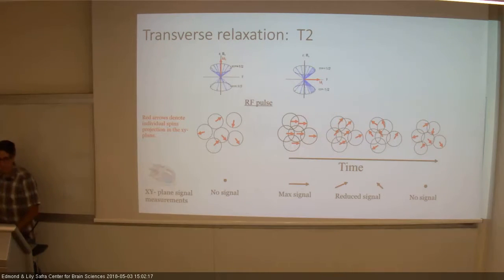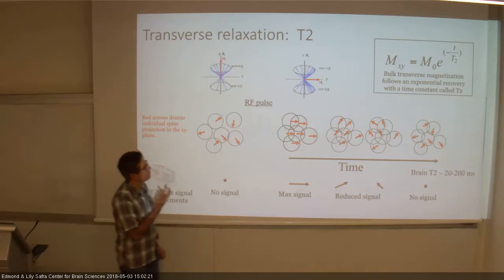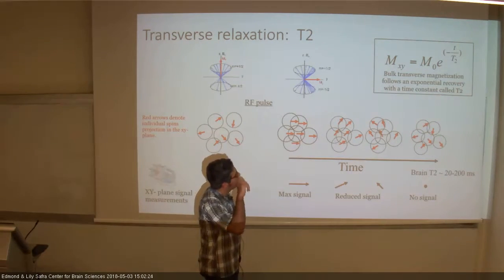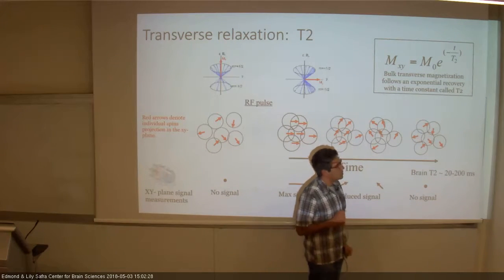So this is called the T2 phenomenon. And it's also an exponential. That's why it's the same. It's described by an exponent, a time decay T2, always faster than T1.